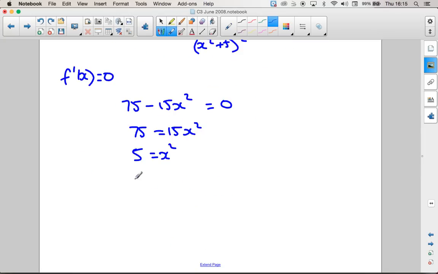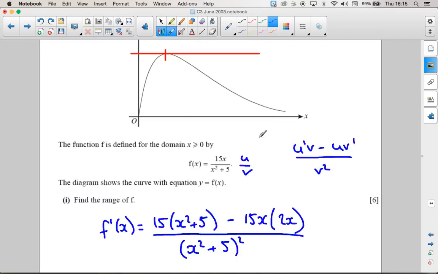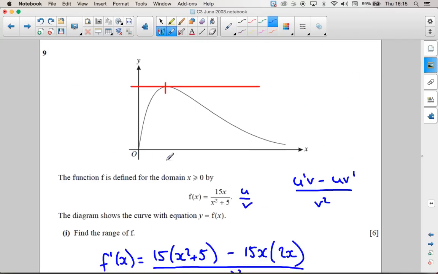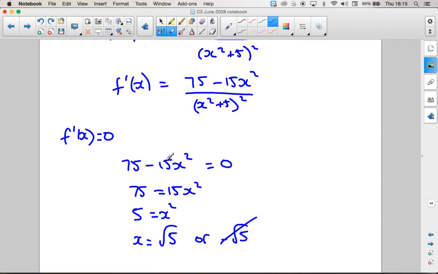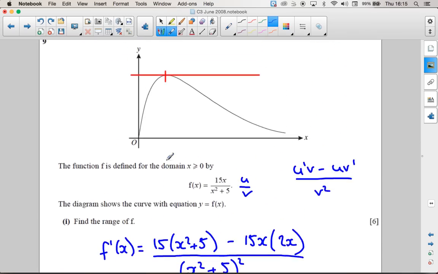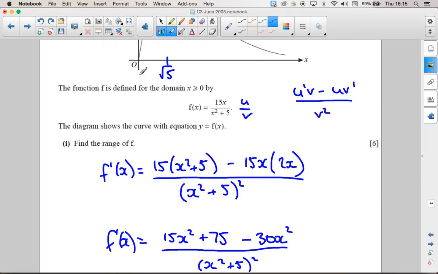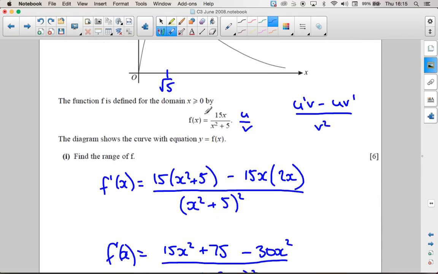So x is either root 5 or negative root 5. It's obviously not negative root 5 from the diagram, it's a positive number. So that value there of x, the x value is root 5. In order to find the range, we need the y value. So we now need to put root 5 into this function.